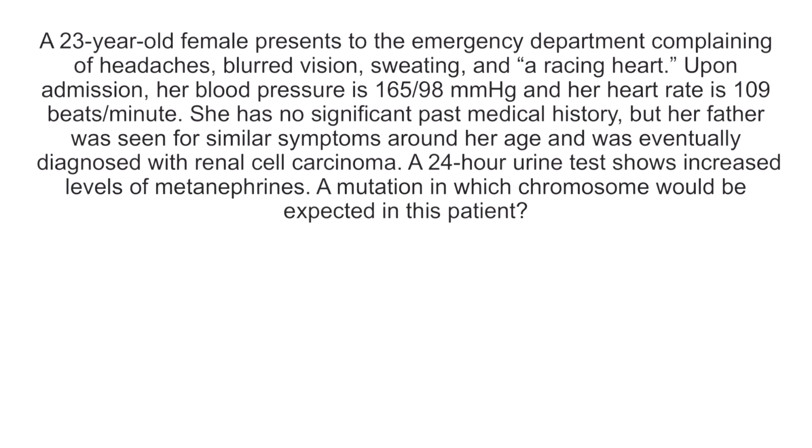All right, this patient has symptoms indicative of sympathetic hyperactivity: headache, blurred vision, sweating, palpitations, hypertension, and tachycardia. Furthermore, she has increased levels of metanephrines in her urine, indicating a possible pheochromocytoma. Her father's past medical history of similar symptoms and diagnosis of renal cell carcinoma provides evidence that this disorder is inherited. An inherited disorder consisting of pheochromocytomas and renal cell carcinoma is indicative of von Hippel-Lindau syndrome, and this syndrome occurs due to a mutation in the VHL gene on chromosome 3. So the answer here is chromosome 3.